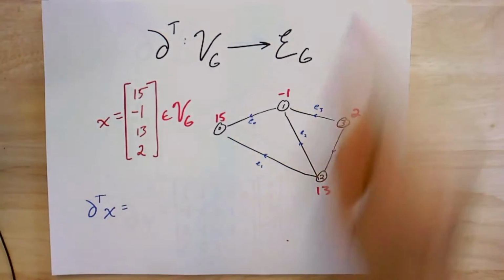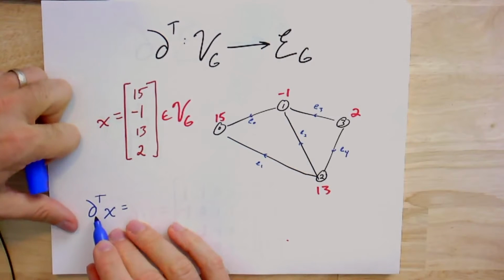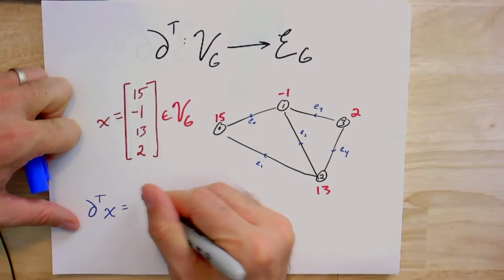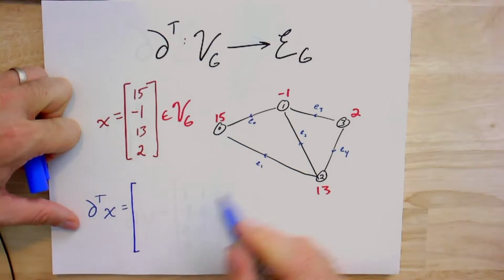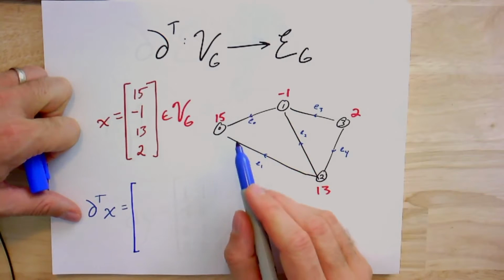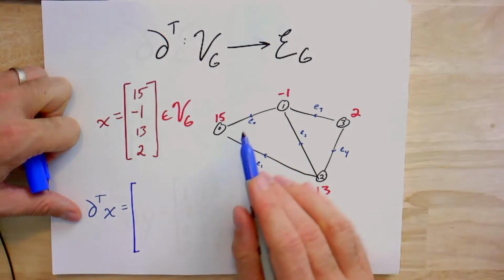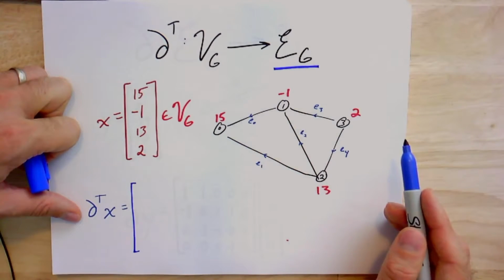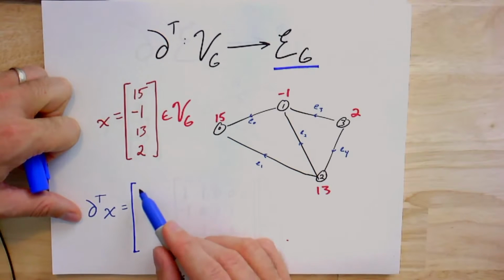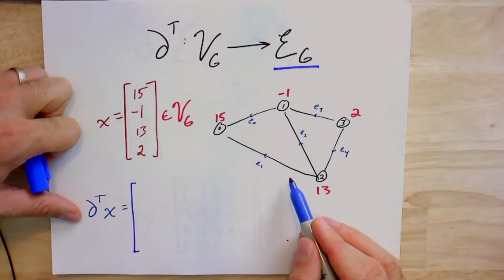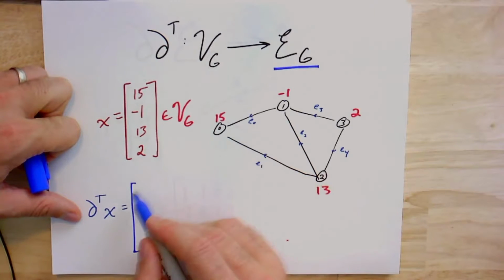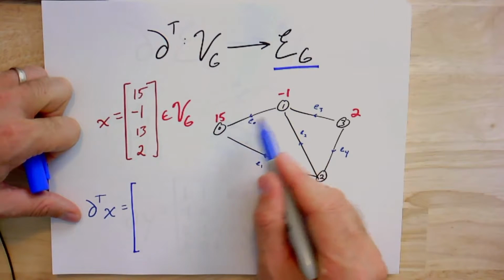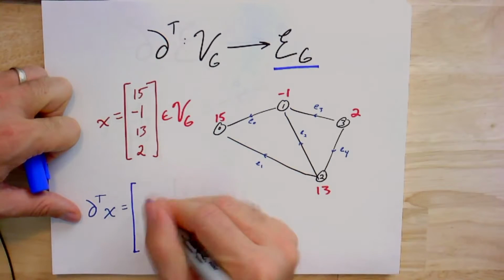So if we were to just apply it directly, that is, I try to just take boundary transpose times x, what I'll get is for every edge in the graph, I should get a number, right? I should get something that gives me a real number for every edge in the graph. So this is going to be a vector in R5 because there are 5 edges. And for the first coordinate, it's going to be 15 minus -1.